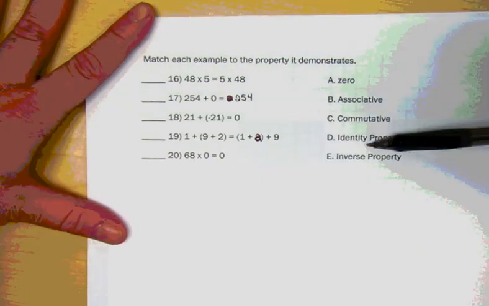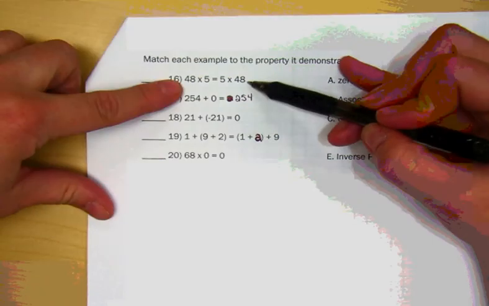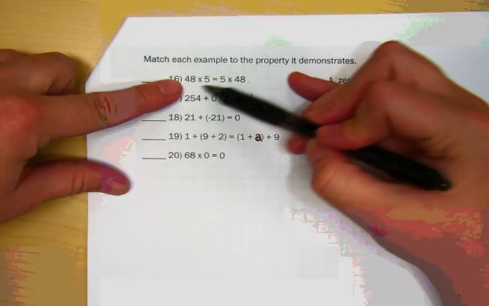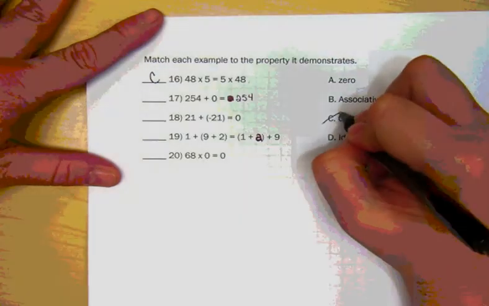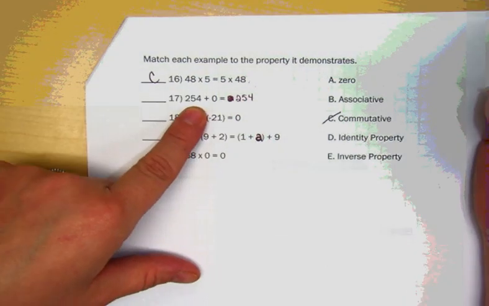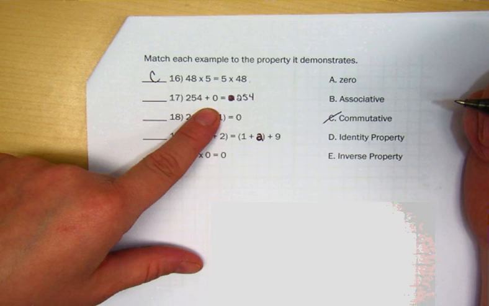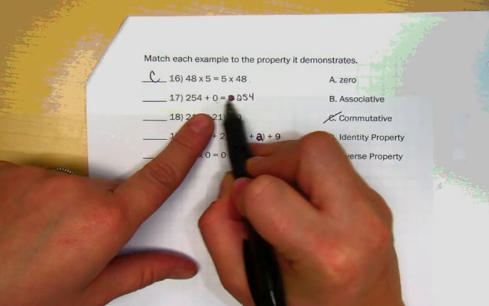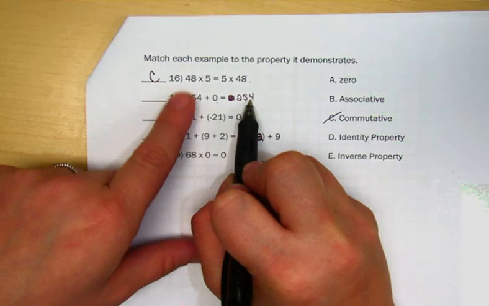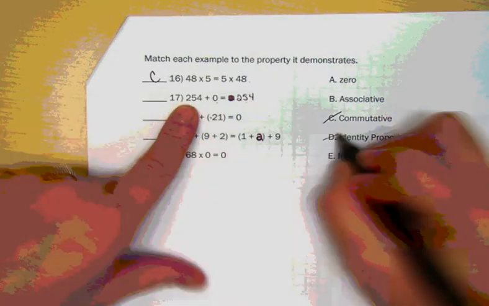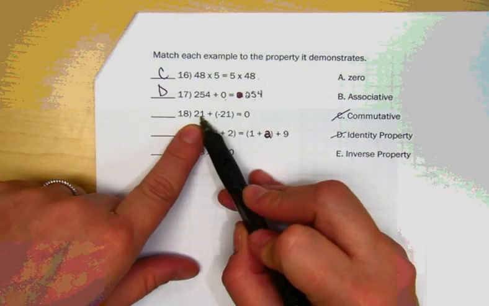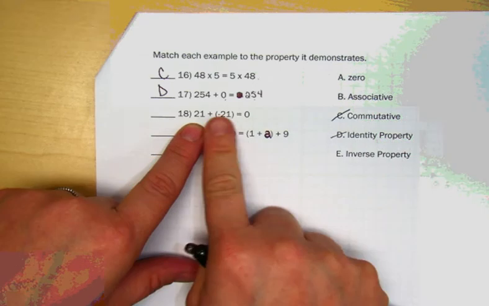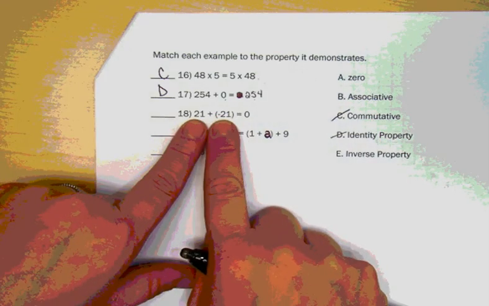We're matching the property to the example. So the first one, I'm just changing the order that I do things. So I commute in this direction, then I commute in this direction, and that would be the commutative property. The next problem, 254 plus 0 is equal to 254. Well, when I add 0, I'm able to keep my identity because it doesn't change. It stays 254. So that's going to be the identity property, and it's actually the identity property of addition. Now 21 plus negative 21, well, I know that when I take a number and I find its negative number, those are inverses. So this is going to be the inverse property.